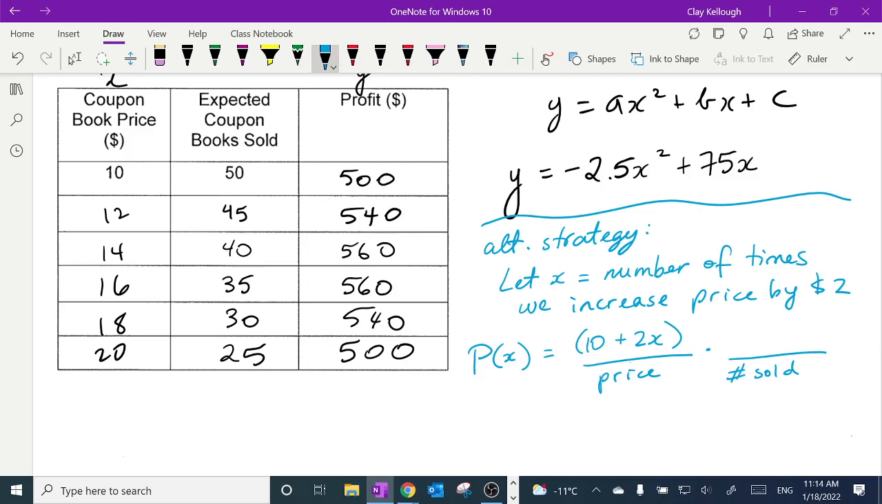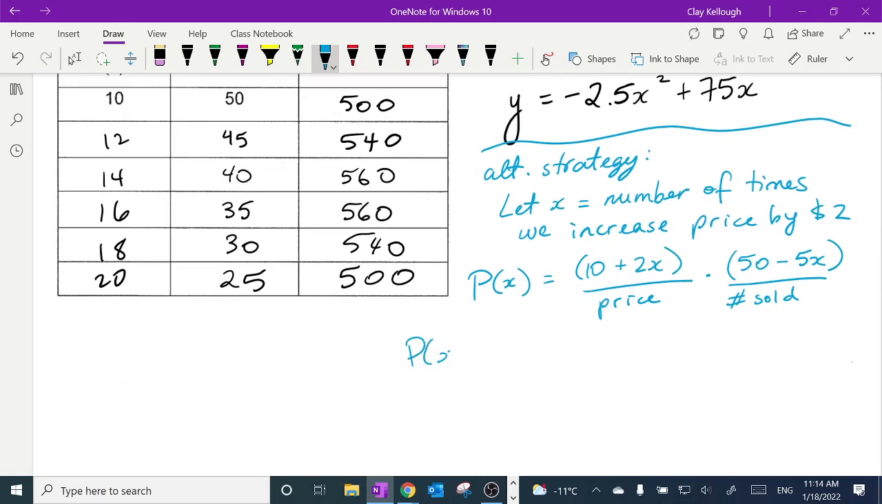Now, when I didn't increase my price, I sold 50 books. Every time I increase the price, I lose 5 sales. So that is my equation. What do you call this form of an equation? Remember this? This is factored form. It's really, really handy if you want to find x-intercepts. But of course, how do you find a maximum or a minimum? You're still going to use technology.